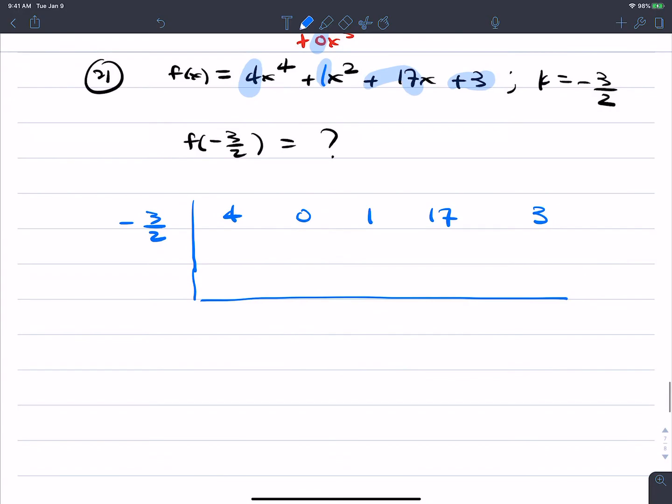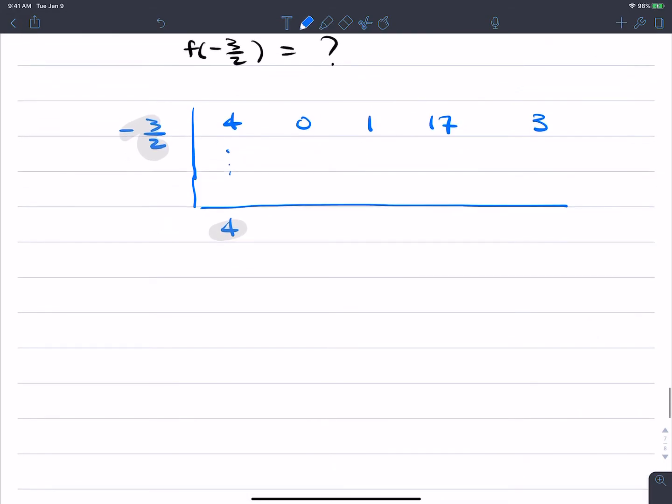So here's what you're going to do. Bring down the first term, and again, go through your process of synthetic division. Negative 3/2 times 4. If you have to do some scratch work, go ahead and do so. Negative 3/2 times 4 is really going to be negative 6. That goes up here. So do your arithmetic. 0 plus negative 6 is going to be negative 6. So we're going to have to repeat the process.